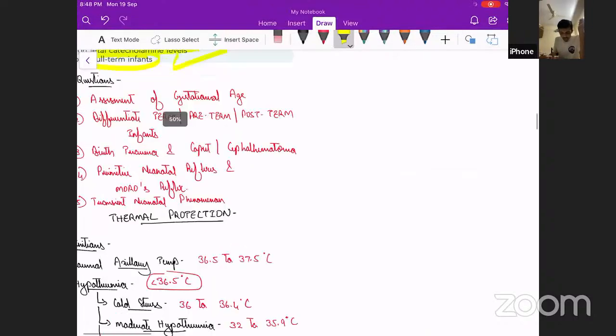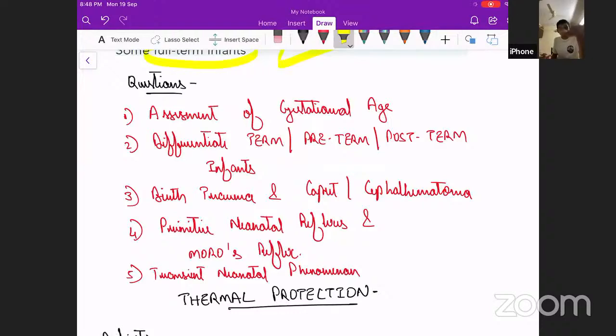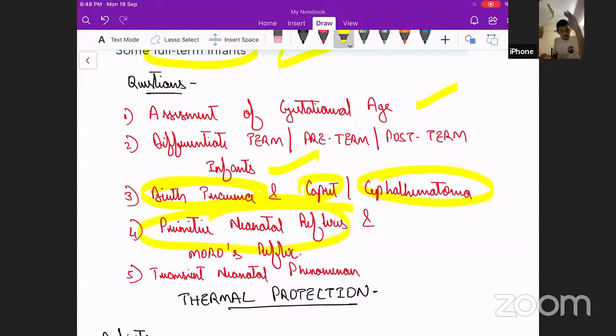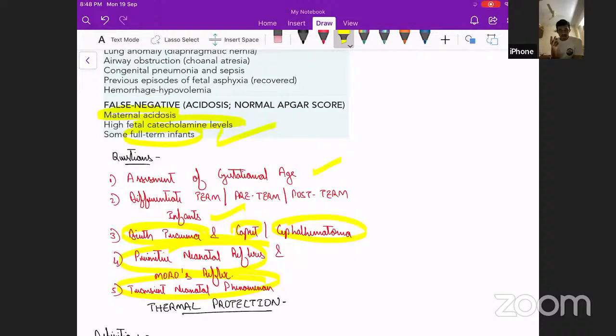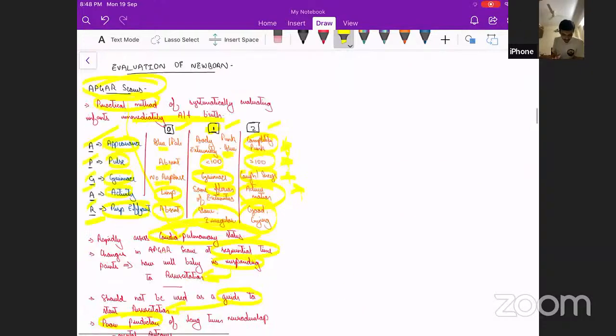And a few of the other questions that might be asked in your exam can be assessment of gestational age and how do we differentiate term, preterm and postterm infants, and about birth trauma, there can invariably be a question, very important, and how do you differentiate caput from cephalhematoma, primitive neonatal reflexes and Moro's reflex can be a question, and transient neonatal phenomena. So these questions have been covered in our previous class on examination of newborn. All these things have been dealt with in detail. So please go back and read these questions. Fine. So we'll be done with evaluation of newborn.